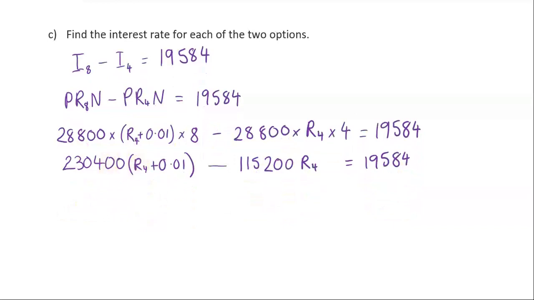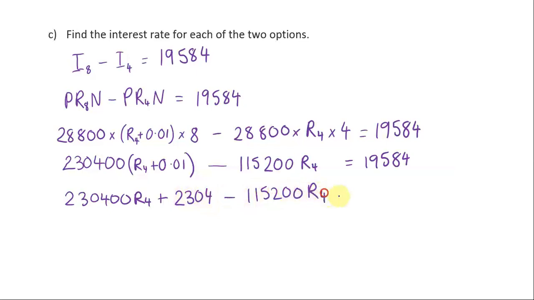So let's expand out these brackets. We have 230,400 times R4, so that gives us R4 there, plus 230,400 times 0.01. Remember, we expand out our brackets, and that gives us 2,304 minus 115,200 of our R4, still equal to $19,584. So in this step, all we did was expand out our brackets.